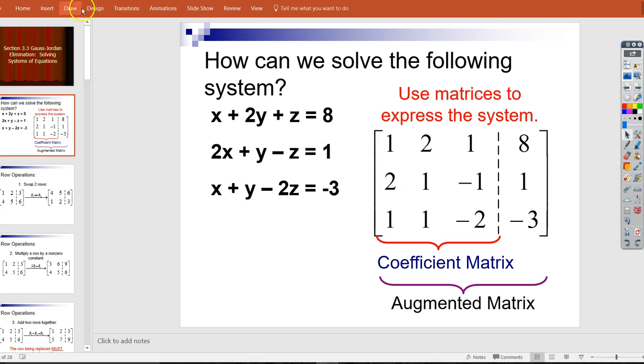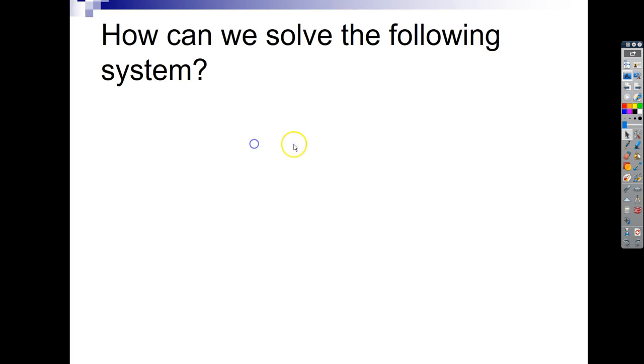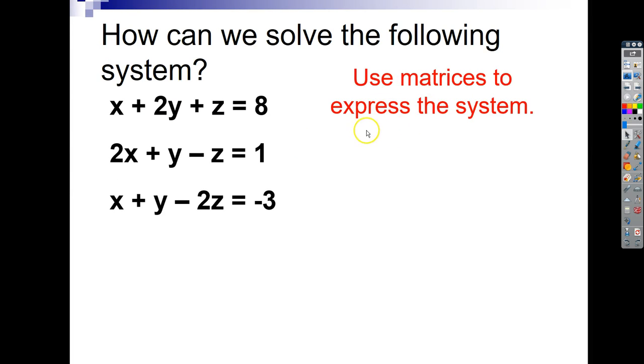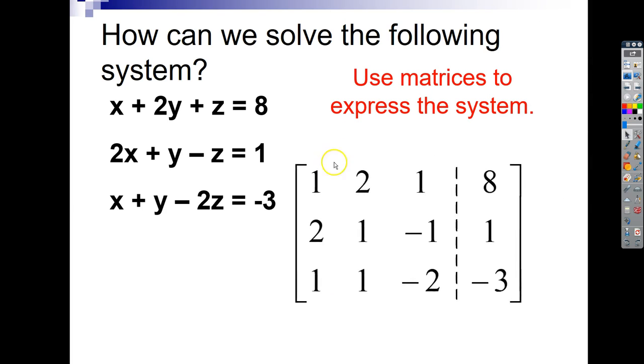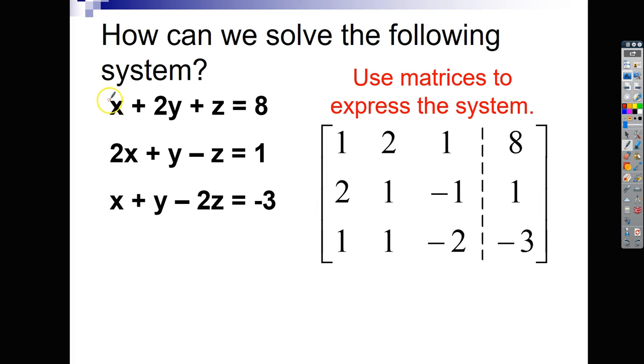Here, let me get back to the slideshow. So how can we solve the following system? Well, the first thing that we need to do is use a matrix to express the system, which we learned from 3.1 and 3.2. So if you notice that here's a 1 right here, there's a 1 in front of this, understood, a 1 in front of this, these understood ones.